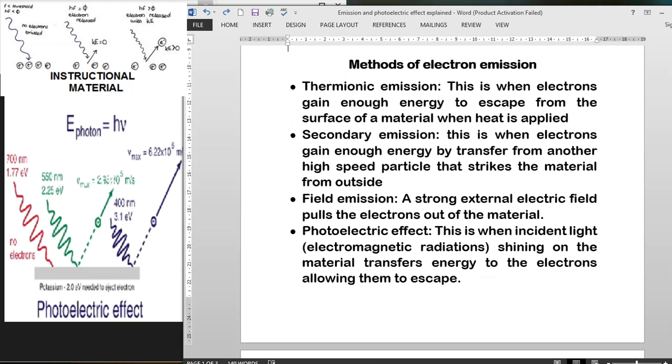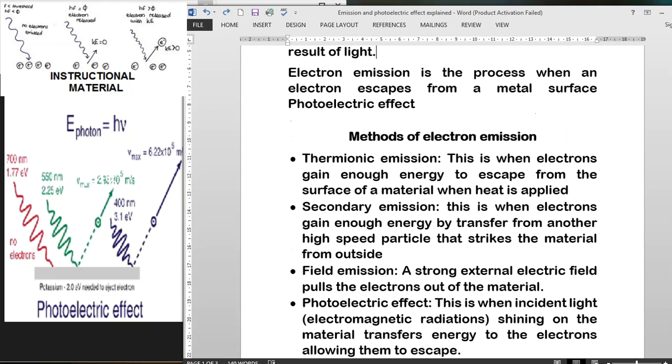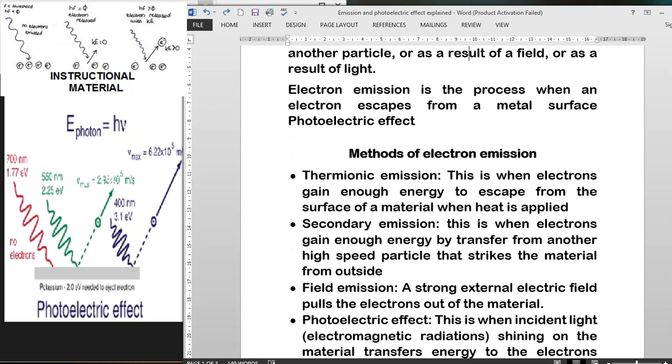Under the methods of electron emission, the photoelectric effect is one of them. Mind you, we said electron emission is a process when an electron escapes from a metal surface. Among others, we have thermionic emission, secondary emission, field emission, and photoelectric effect. All these are processes whereby electrons are emitted from the surface of a material.